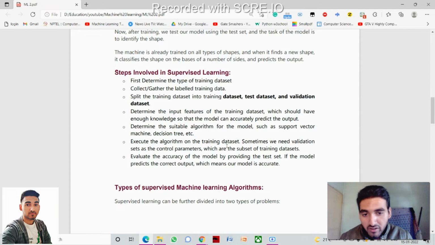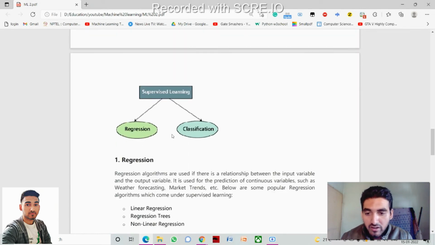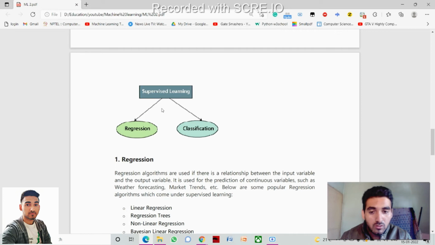And then execute the algorithm on the training data set. Sometimes we need a validation set as control parameters, which are a subset of those training data sets. Now, evaluate the accuracy of the model by providing the test set. If the model predicts the correct output, which means our model is accurate. Now, there are two types of supervised learning, which will make the model do classification: one is regression, another one is classification.